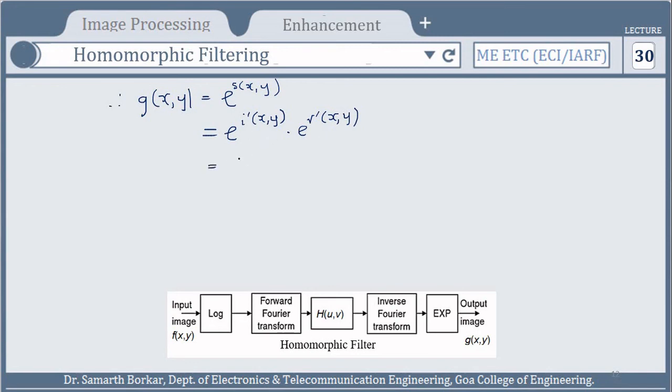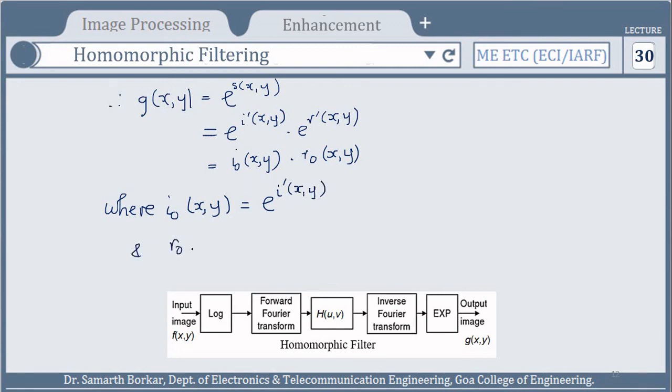After solving this, let us say we get the answer as I O, meaning the output of the illumination component, times R O of x, y, where I O of x, y is equal to e raised to I prime x, y, and R O of x, y equals e raised to r prime x, y.